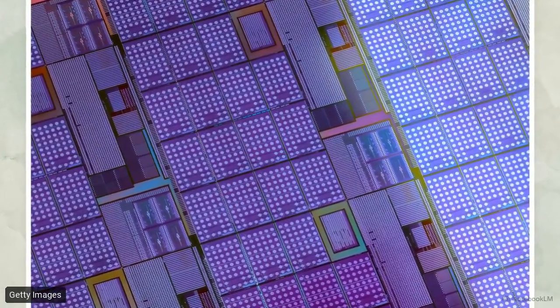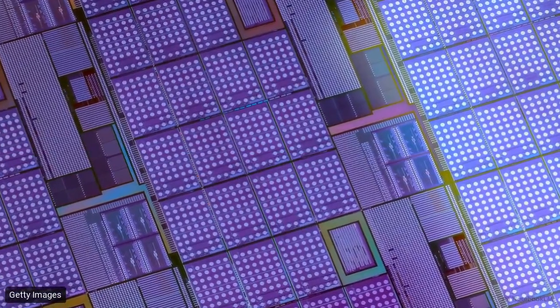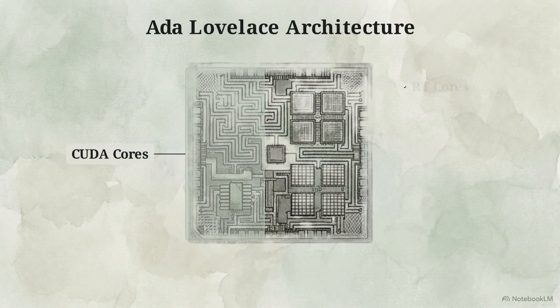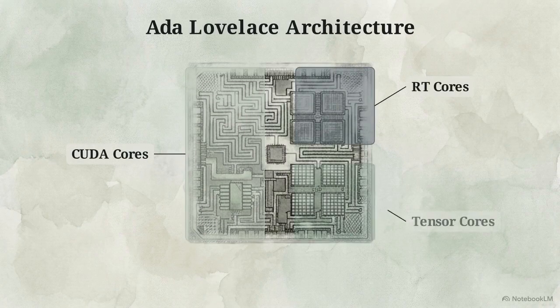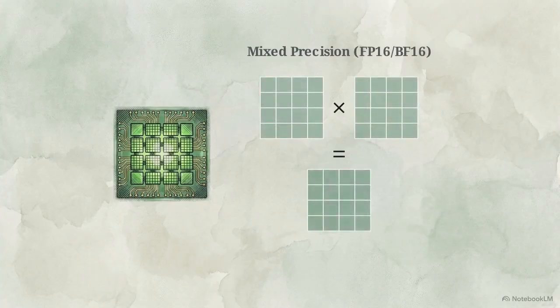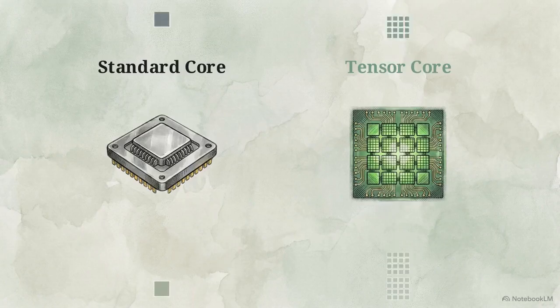AI infrastructure starts at the physical, microscopic layout of the silicon die. Modern GPU architectures, like Ada Lovelace, divide computational labor among highly specialized compute units, including standard CUDA cores and ray tracing cores. But the essential mathematical engine for modern deep learning is the Tensor Core. Tensor Cores are purpose-built to execute mixed precision matrix math, like FP16 and BF16. They run these specific operations at speeds that standard cores cannot match.